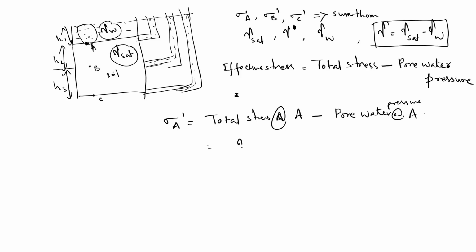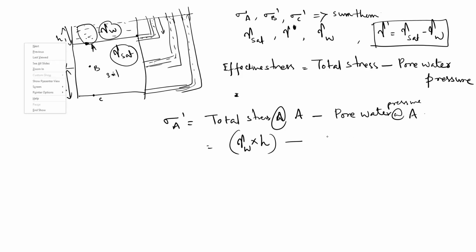So how to calculate the stress? Gamma into height will give you the stress. Only water is existing, that's why I am taking only the unit weight of the water. Now what is the pore water pressure? You just see the height of the water which is coming into the pressure tube from this point. That height is equal to H1. Okay, how to calculate pore water pressure?